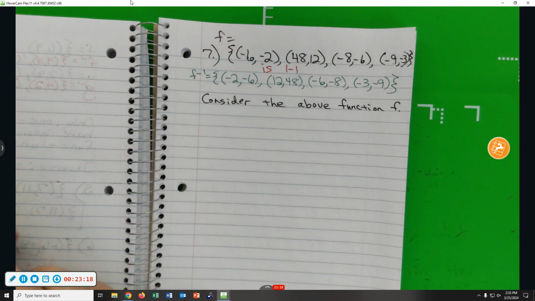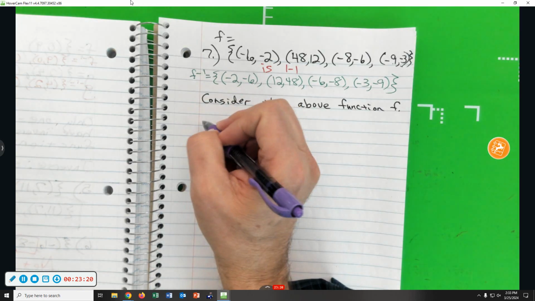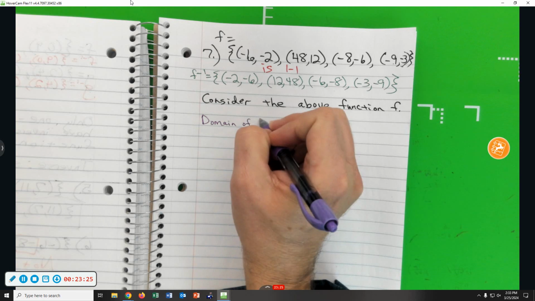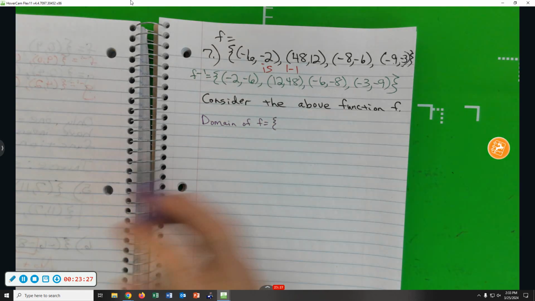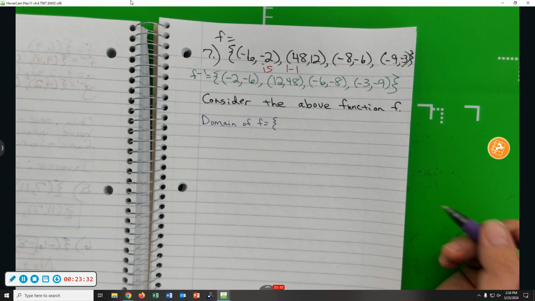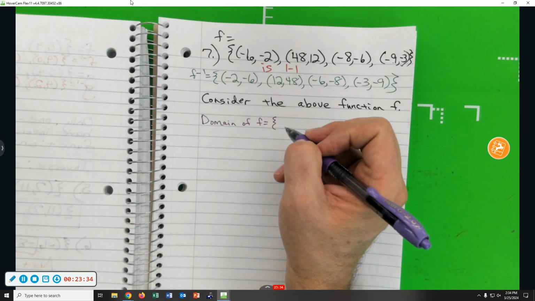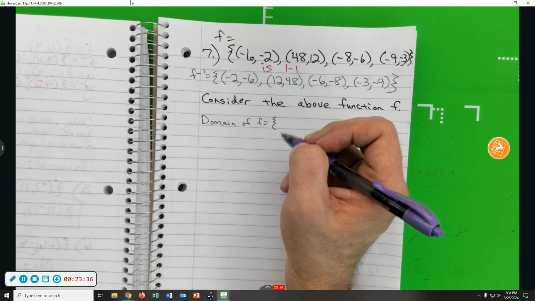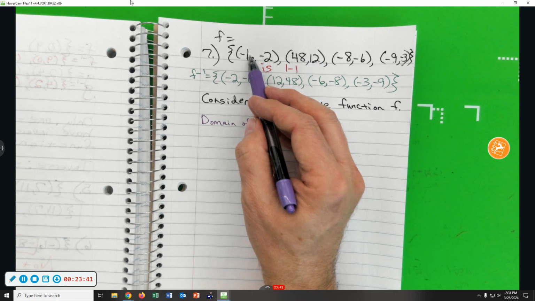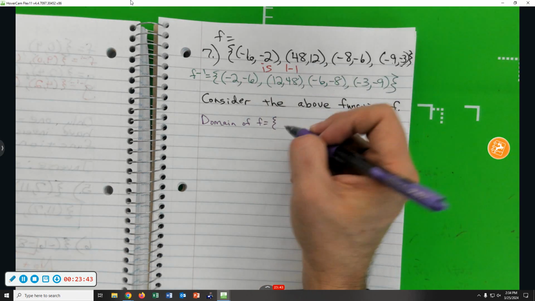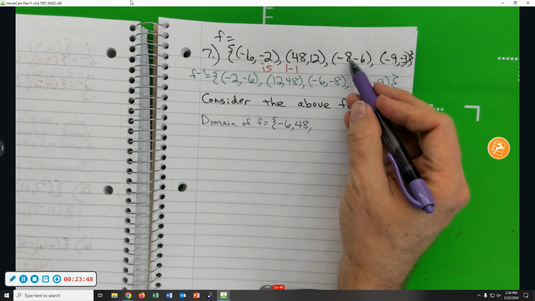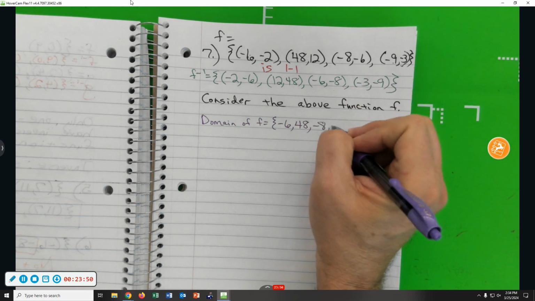Here's my question. What numbers are in the domain of f? Looking at my function f, which numbers are in the domain? Well, there's more than that. It'd be all the different x values. So -6. The domain is just the set of all numbers used as x values, and -9.